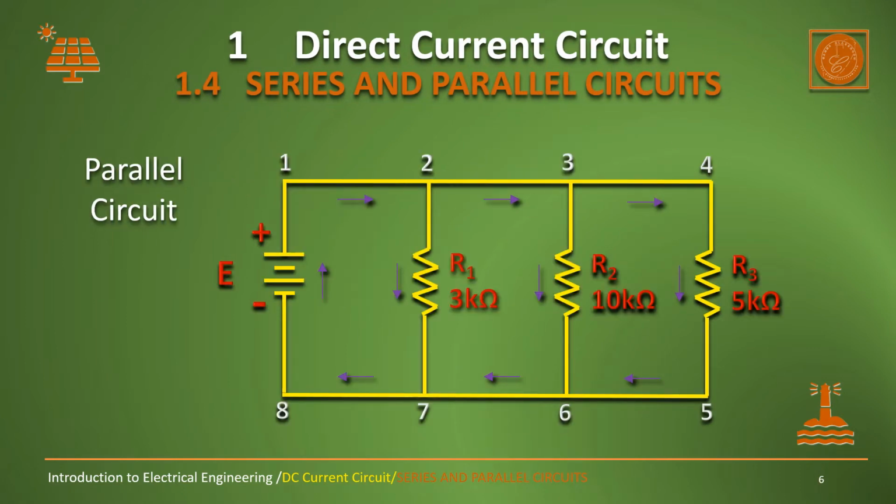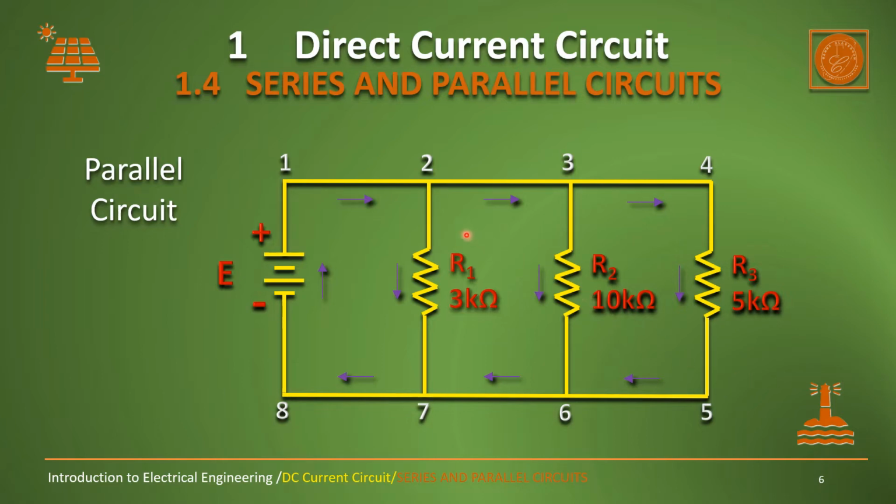Now, let's look at the other type of circuit, a parallel configuration. Again, we have three resistors, R1, R2, and R3. But this time, they form more than one continuous path for current to flow. There's one path from 1 to 2, to 7, to 8, and back to 1 again. Then there is another from 1 to 2, to 3, to 6, back to 7, to 8, and back to number 1.